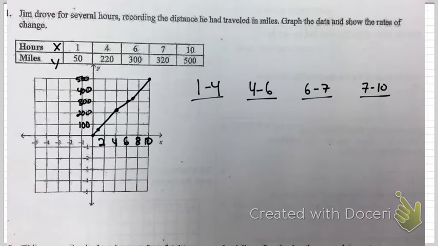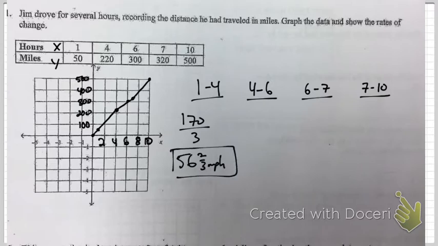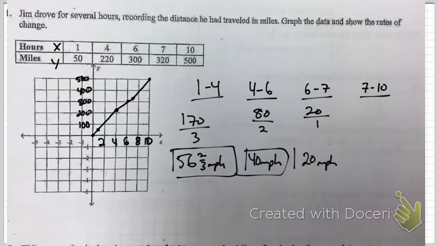So from 1 to 4, I know that he goes 170 miles in 3 hours. So what is that, 56 and 2/3 miles per hour. So there's my first interval, 1 to 4. From 4 to 6, he goes 80 miles in 2 hours, which would be 40 miles per hour. From 6 to 7, he goes 20 miles in 1 hour for 20 miles per hour. And from 7 to 10, he goes 180 miles in 3 hours for 60 miles per hour.